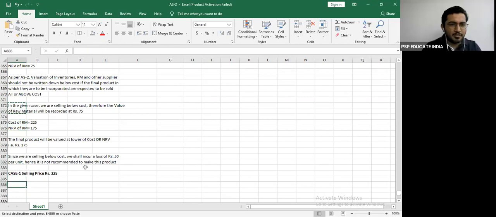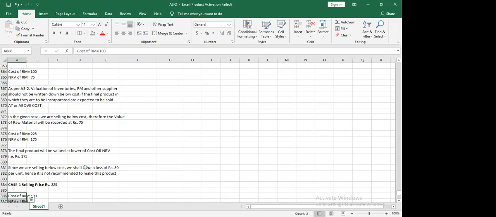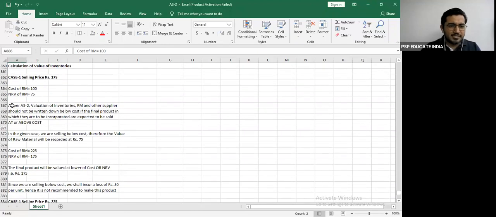So let me put it this way. Your cost of raw material, this will remain the same in the question. Yes. Cost of raw material is 100 and NRV is 75. Okay. This statement I have already written once, so no need to write it again. Don't waste your time in the exam. You can straight away begin with this.